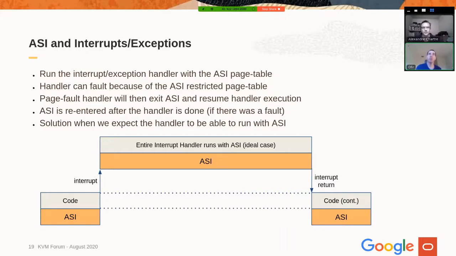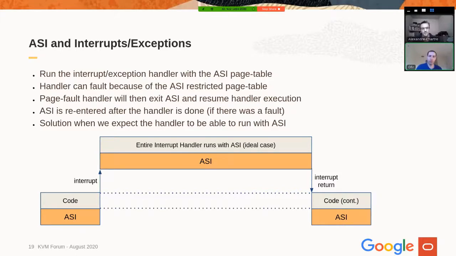So here the figure is showing the ideal situation. We've got code running with ASI. We take an interrupt, we don't switch the page table, and we are able to process the entire interrupt with ASI. When we are done, the interrupt returns, and we resume execution of the code still with ASI.